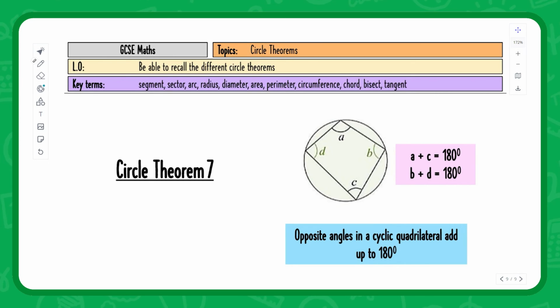Again, I've seen a rocket shape within this one. So you might have another two lines here going in like that, so you've got a rocket on the top. We would then say that those opposite angles are adding up to 180.